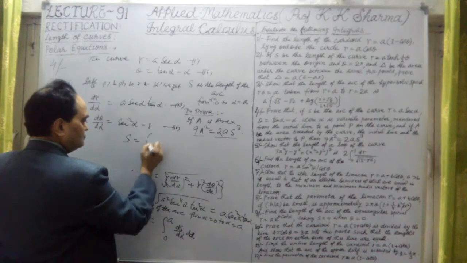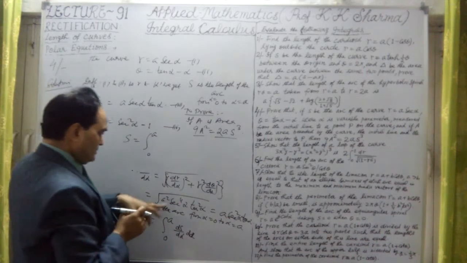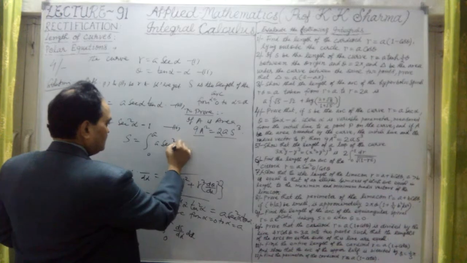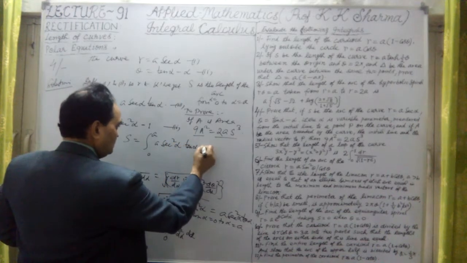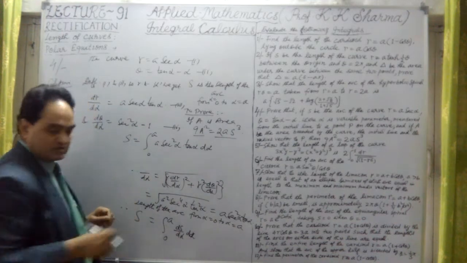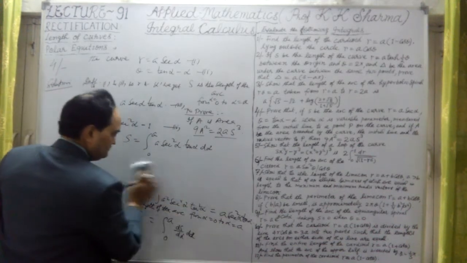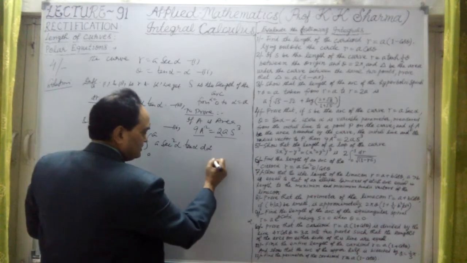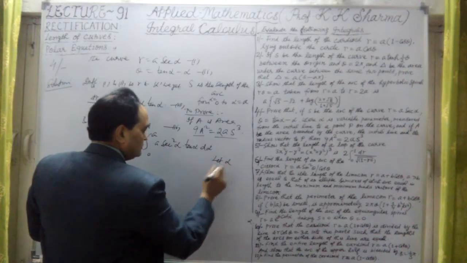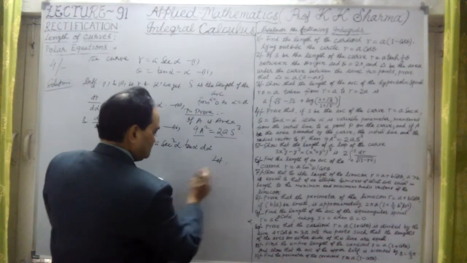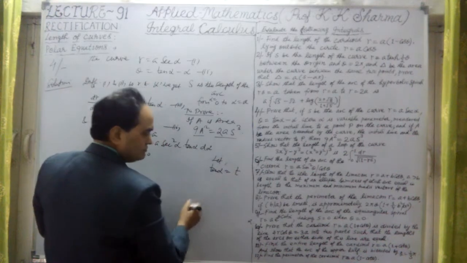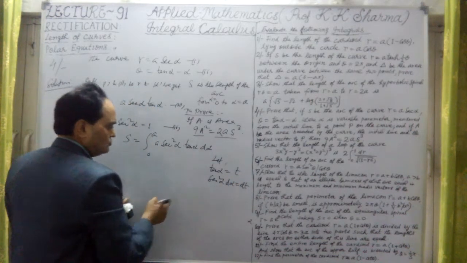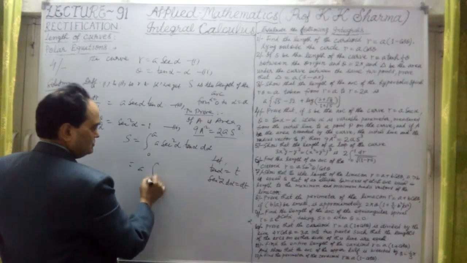s is equal to the integral from 0 to a of a sec square alpha tan alpha d alpha. Now if I put tan alpha equal to something, substituting, let tan alpha equal to t, therefore sec square alpha into d alpha equal to dt. So I'm not changing the limit here. This is a into 0 to a I have put here.